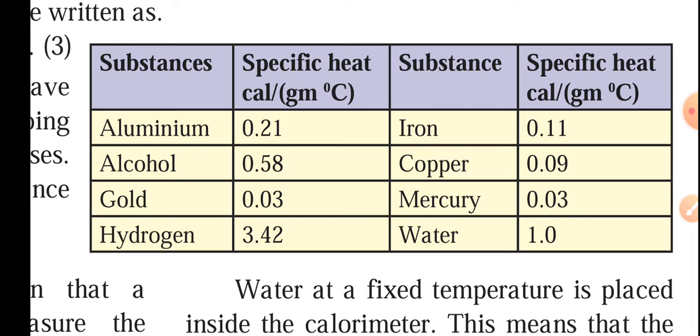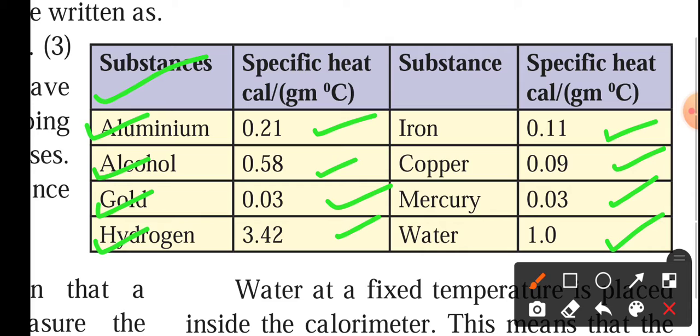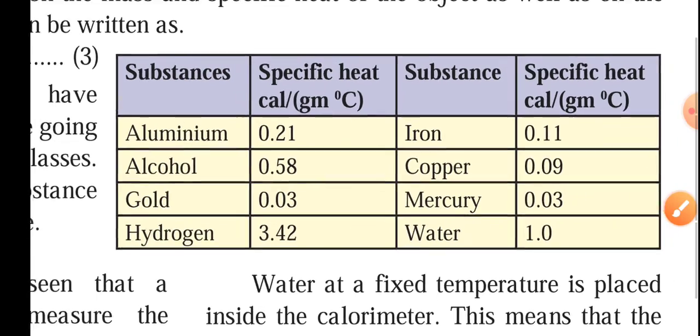Here they have mentioned some substances and given their specific heat capacity. For aluminium it is 0.21, alcohol 0.58, gold 0.03, hydrogen 3.42, iron 0.11, copper 0.09, mercury 0.03, and water is 1.0. So water is the standard, which we take as 1 calorie per gram degree Celsius. So this is about specific heat.